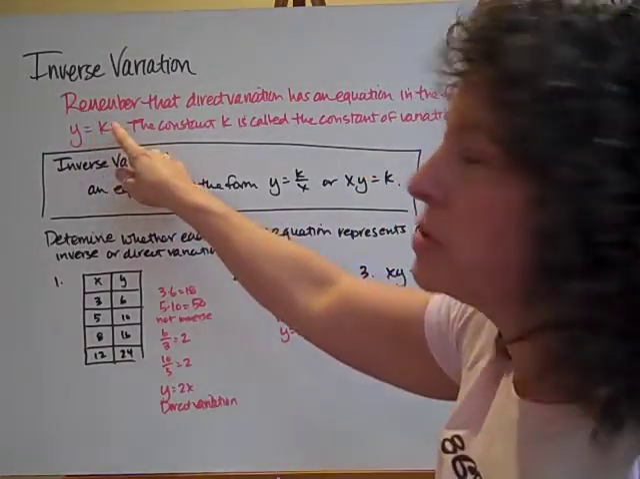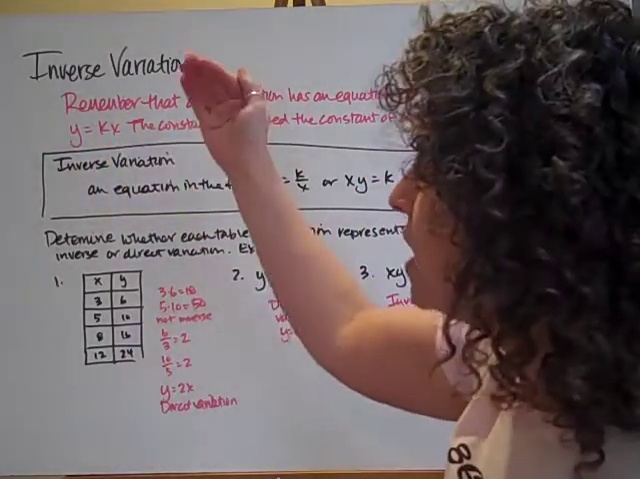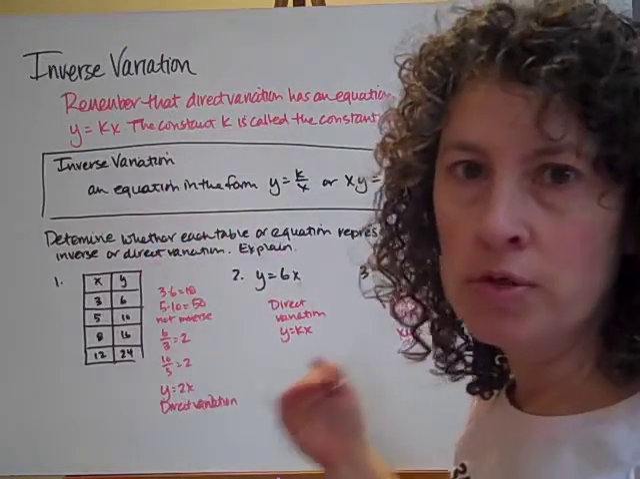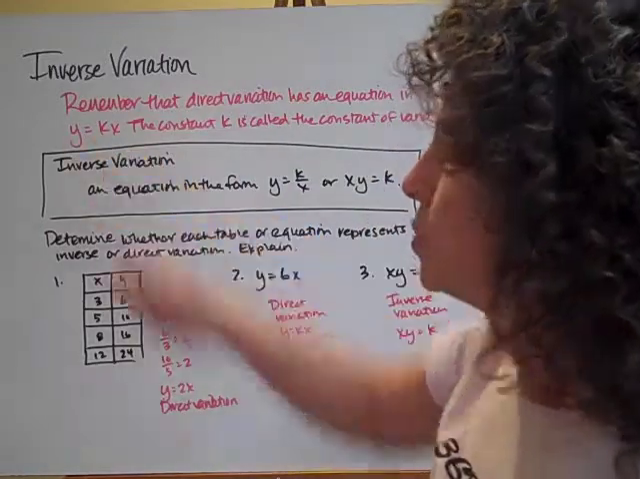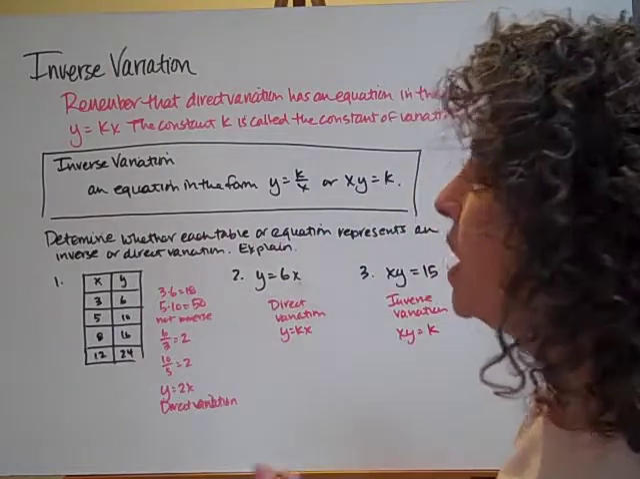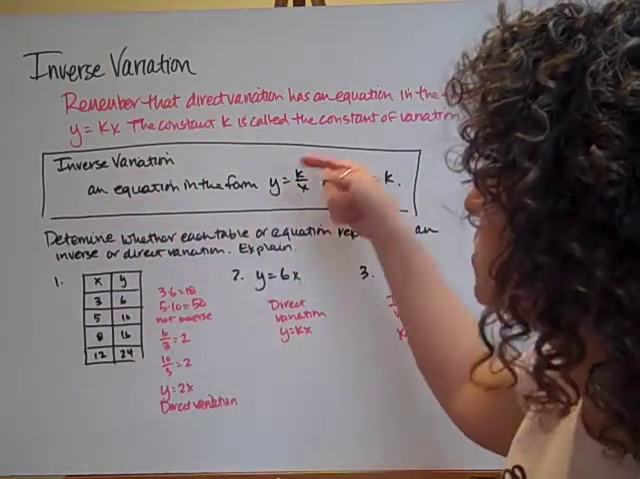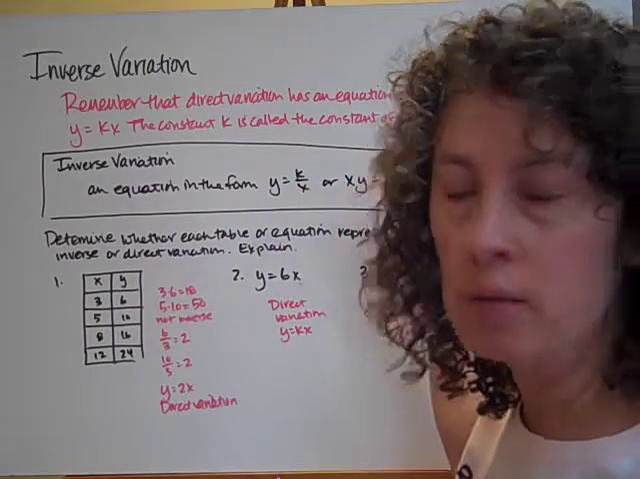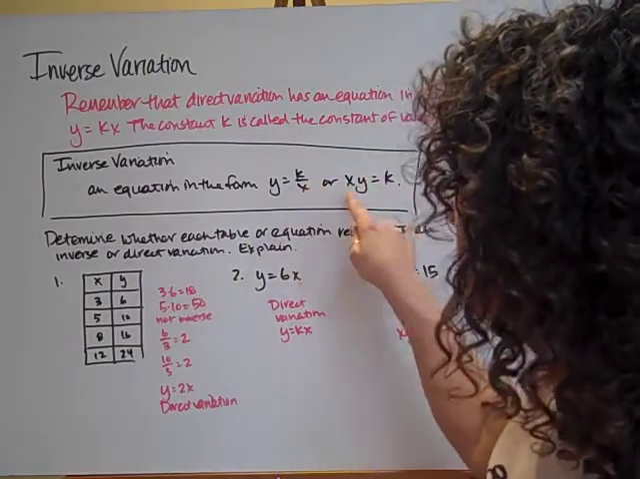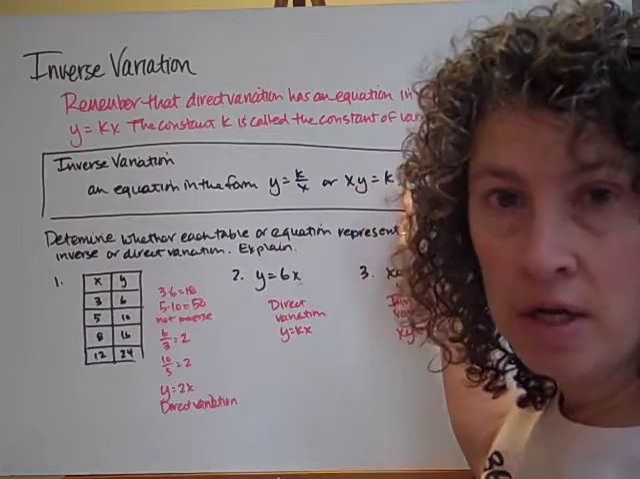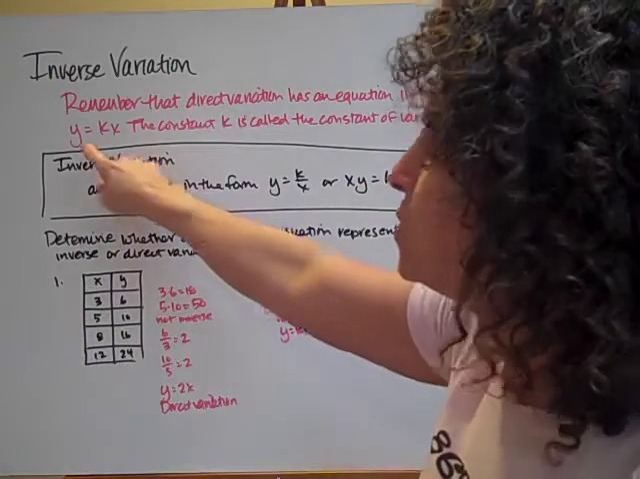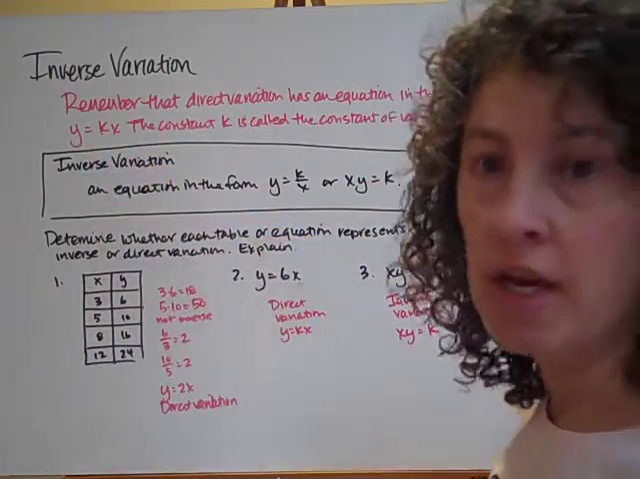We can write it as y equals kx, or we can also think about it as y divided by x is equal to k. So that is with our constant. So now we're going to talk about an inverse variation. And that's an equation in the form of y equals k over x or xy equals k. So we've now changed things where I'm going to multiply the two together to equal my constant, whereas before we could divide the two to get our constant.